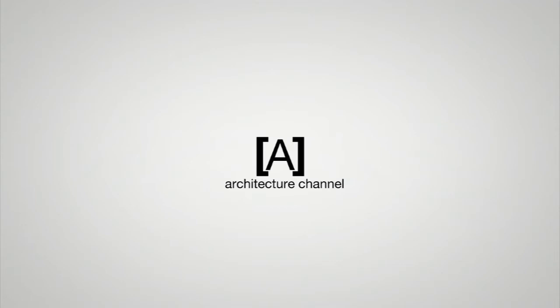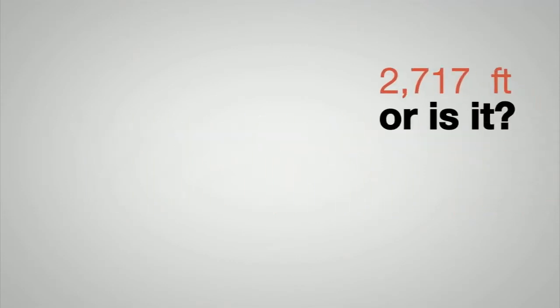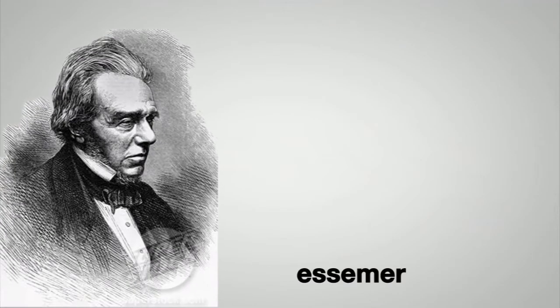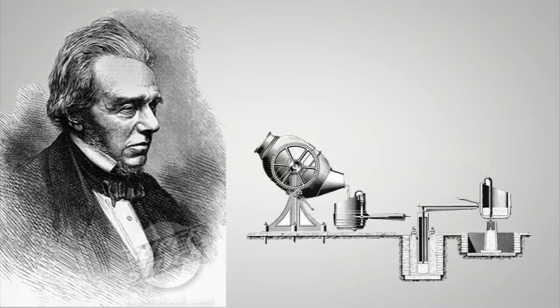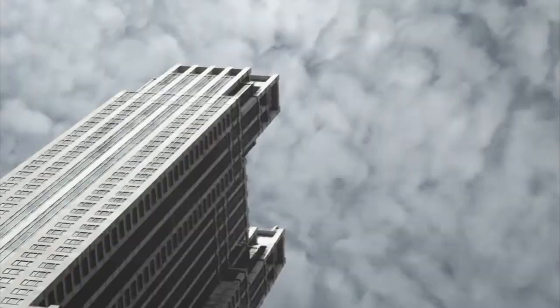Today, we're going to look at the buildings that changed the skylines of many cities forever and talk about their main features. It all began in 1843 with an Englishman, Harry Bessemer, who invented the first process of mass producing steel inexpensively, essential to the development of skyscrapers.